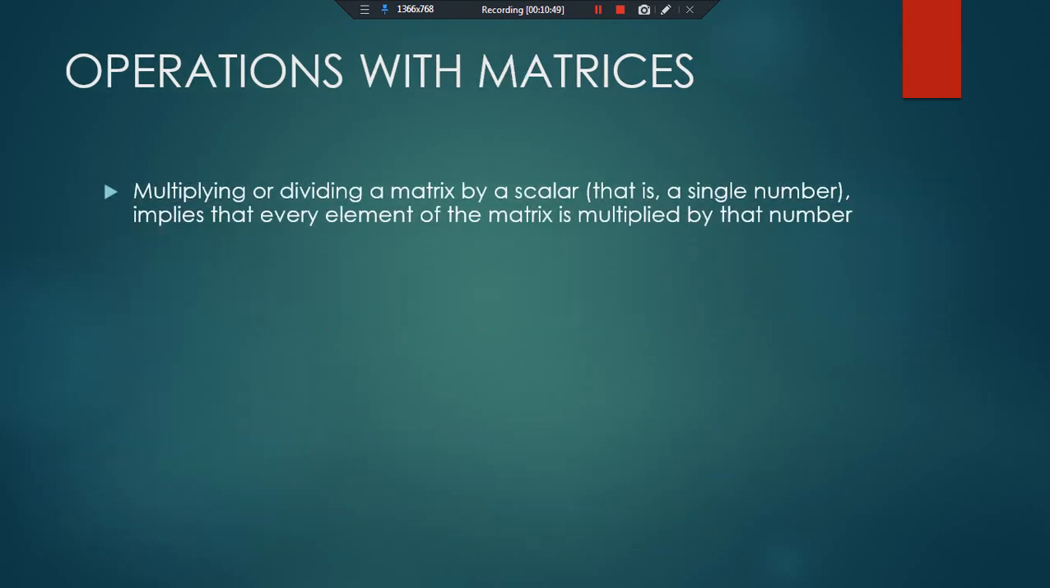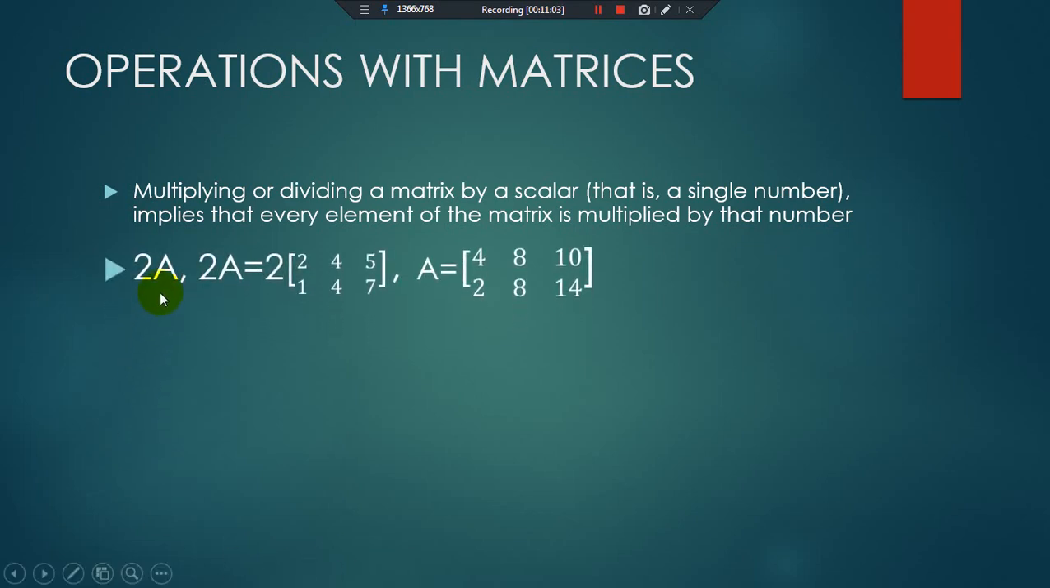Multiplying or dividing a matrix by a scalar. A scalar is a single number, and multiplying by it implies that every element of the matrix is multiplied by that number. If you have a matrix A and you multiply matrix A by 2, every element of the matrix A will be multiplied by 2. So this is scalar multiplication, a single number multiplied with a matrix.